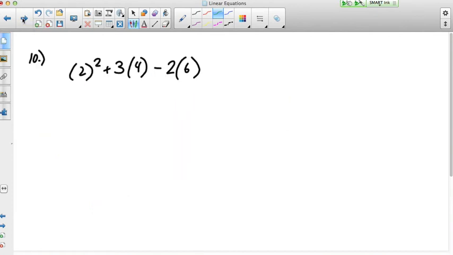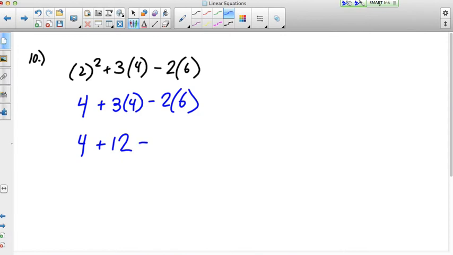Number 10 said evaluate a squared plus 3b minus 2c if a equals 2, b equals 4, and c equals 6. So each of those variables, make sure you substitute correctly and then evaluate. Order of operations, 2 to the second power is 4. Then I can multiply, so it becomes 4 plus 12 minus 12. 12 minus 12 is going to cancel, or equal 0, so I know that my answer is 0.